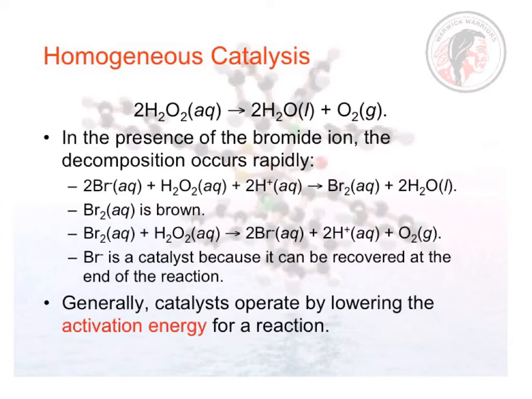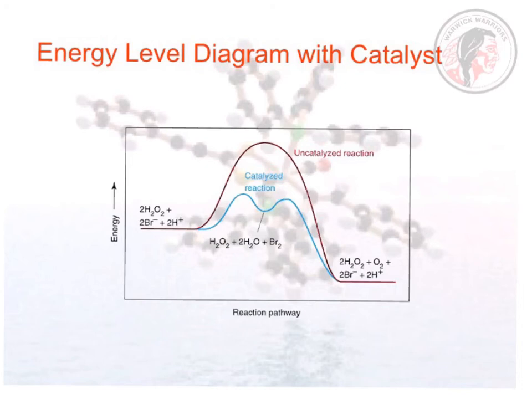But one of the things I want you to notice here, if you look at all these equations, is that when I input the catalyst, the bromide ion, and react it with the hydrogen peroxide, it's going to go through a series of two reactions, but ultimately I'm going to get the bromide ion back. So catalysts are not used up in a chemical reaction. They just provide a quicker reaction pathway for the reactants to get to the products. And so generally we say that catalysts operate by lowering the activation energy for a reaction.